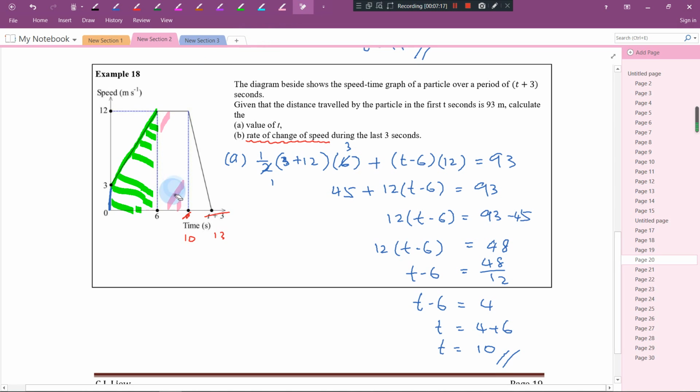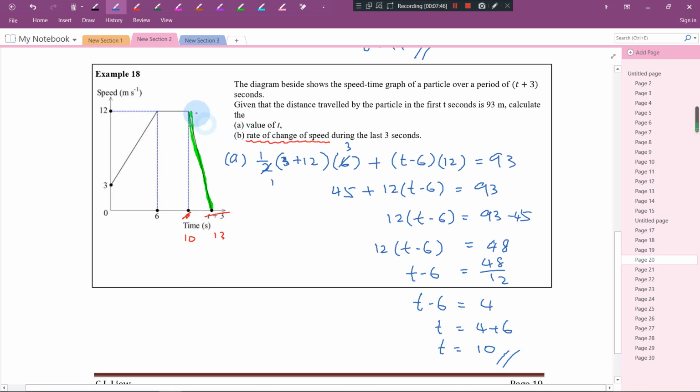Okay, let me erase all this first. Last 3 seconds. So we know that the answer should be negative because the speed of the particle becomes slower and slower until it's fully stopped, right? So here we will get a negative answer for this part.